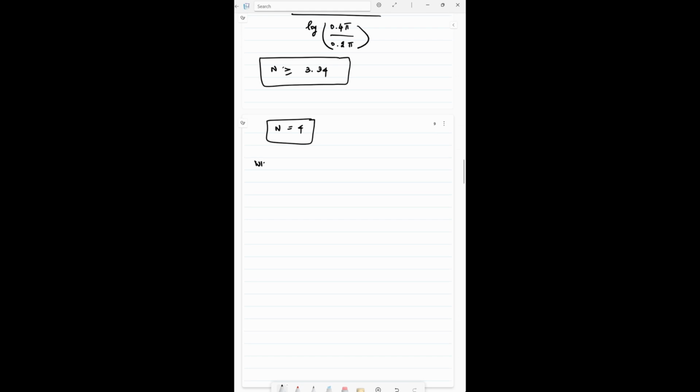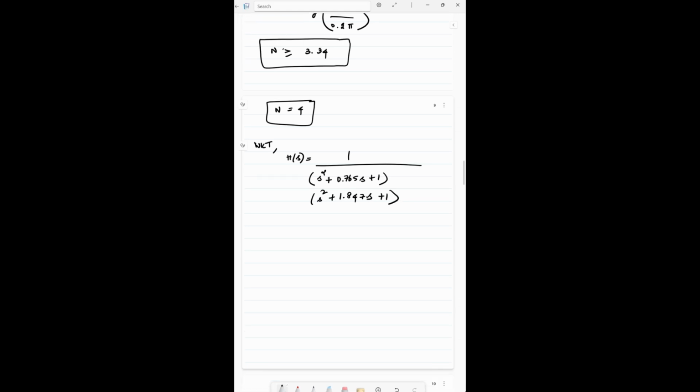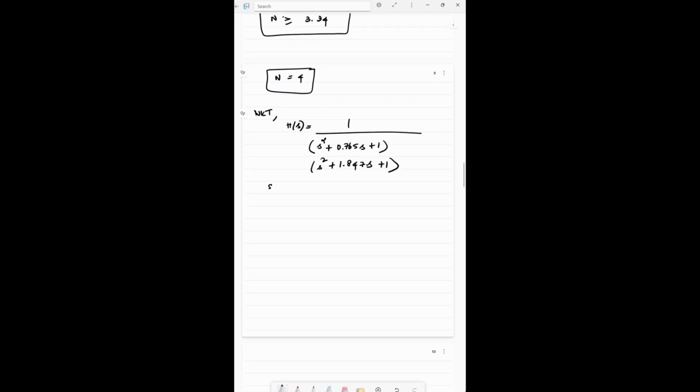So we know the transfer function of H of s, divided by s square plus 0.765s plus 1 into s square plus 1.847s plus 1. Next, we need to find the cutoff frequency omega c, given by omega p divided by epsilon whole power 1 by n. We know the value of n, we know the value of epsilon, and omega p also. Just substitute all these values and get the value of omega c.